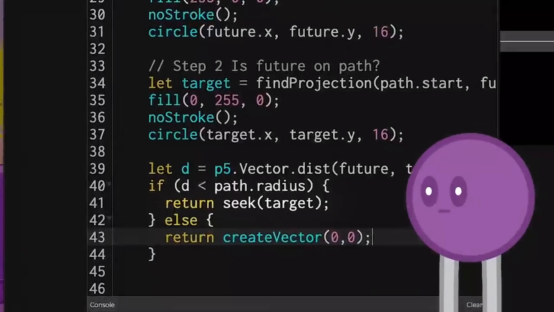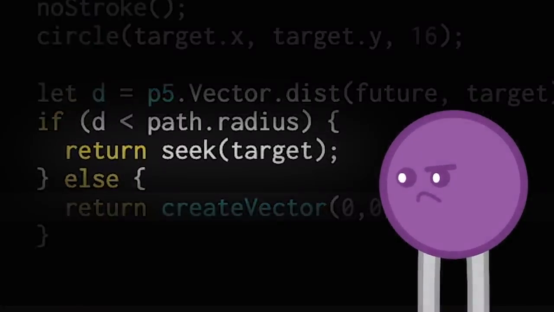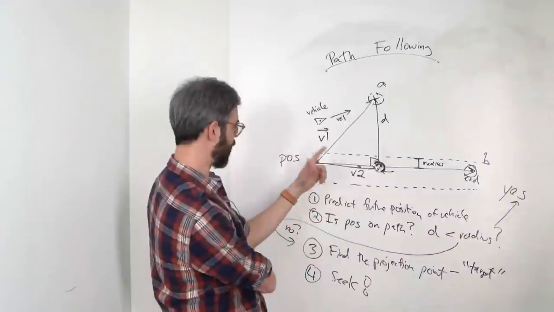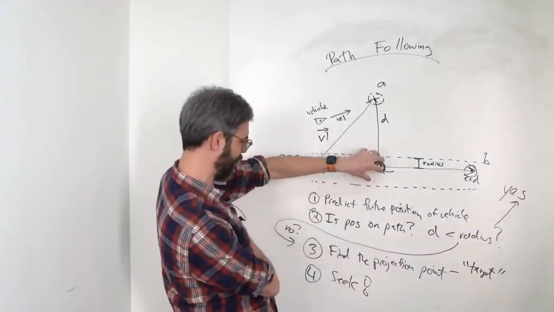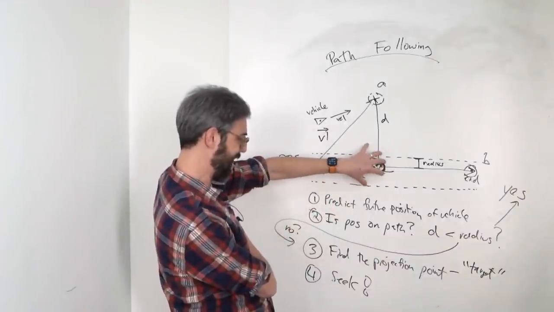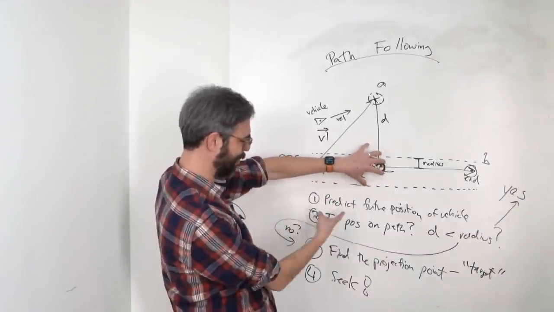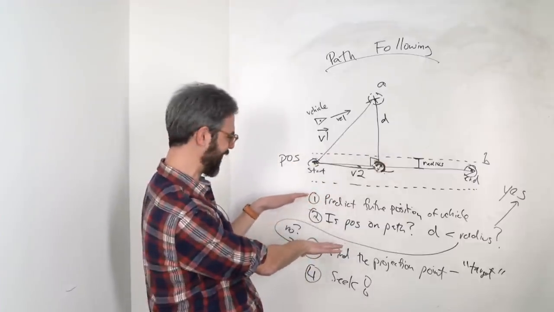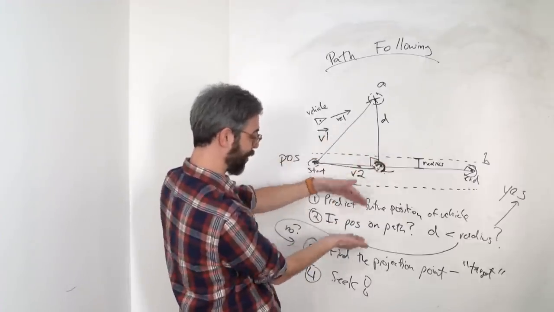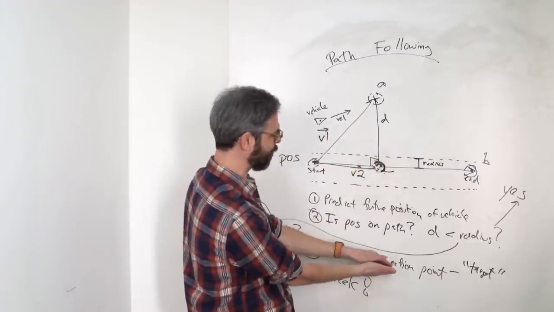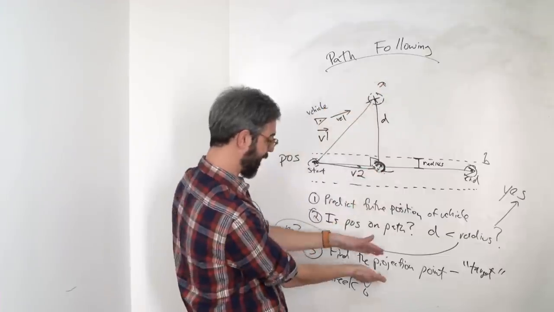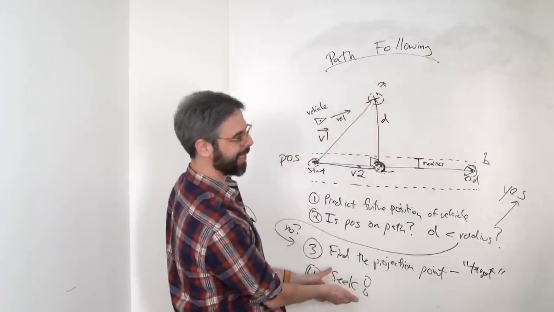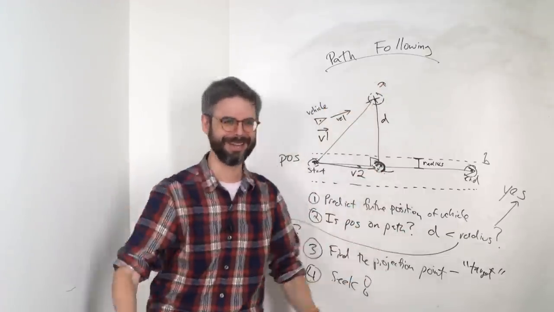Is that really everything? I predicted the future position. I determined whether it was within the radius. And then, I kind of wrote this in a weird order, I'm realizing, because in order to determine whether it's within the radius, I need to find that projection point so that I can find this distance. And then once I have that projection point, if it's not within the radius, then seek the target. You got all that?